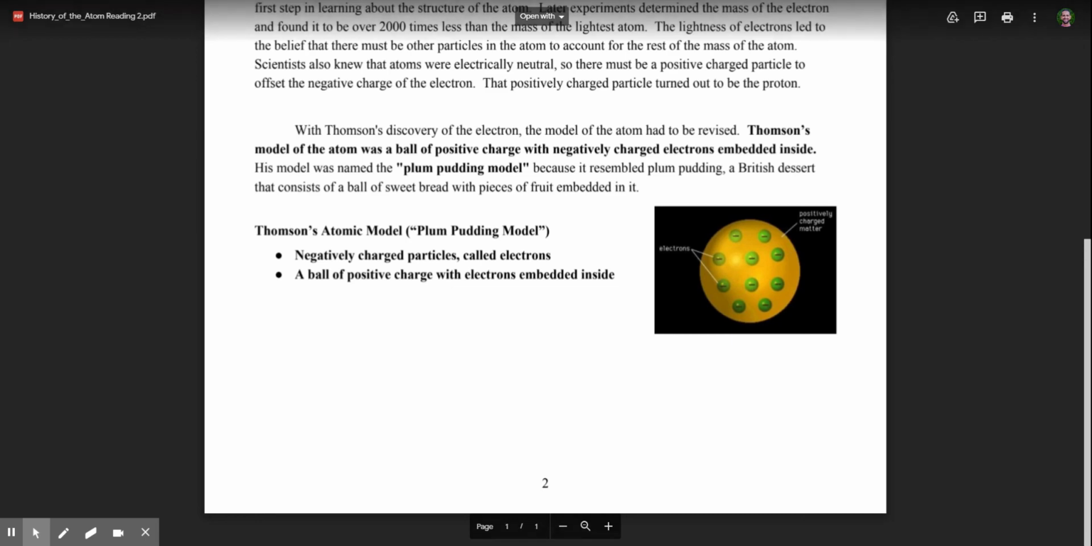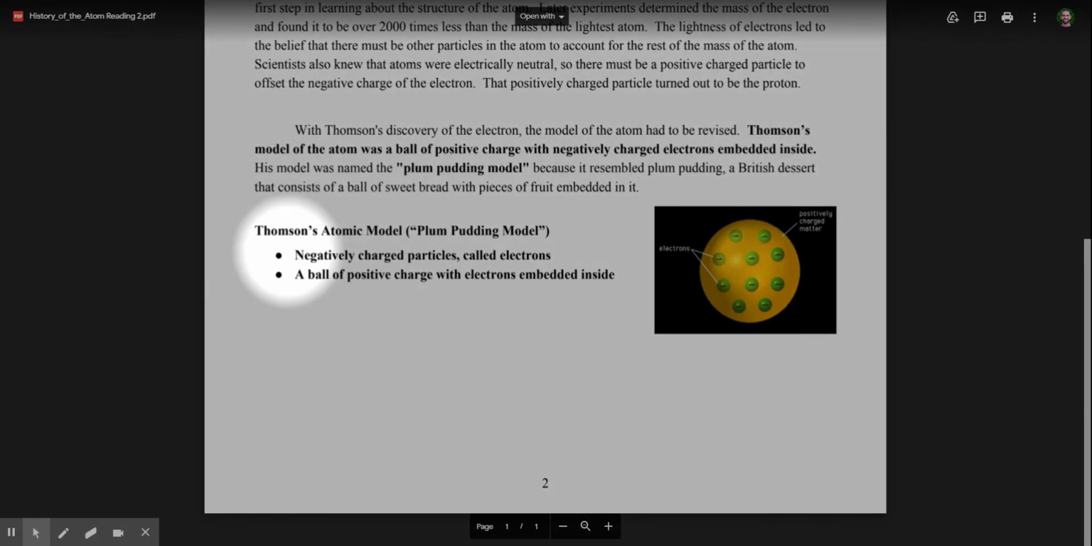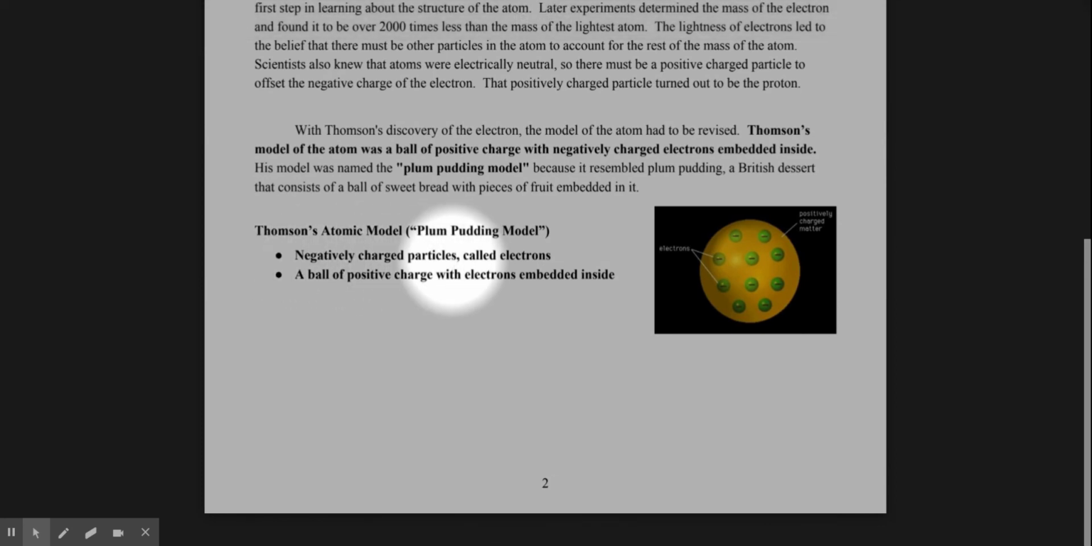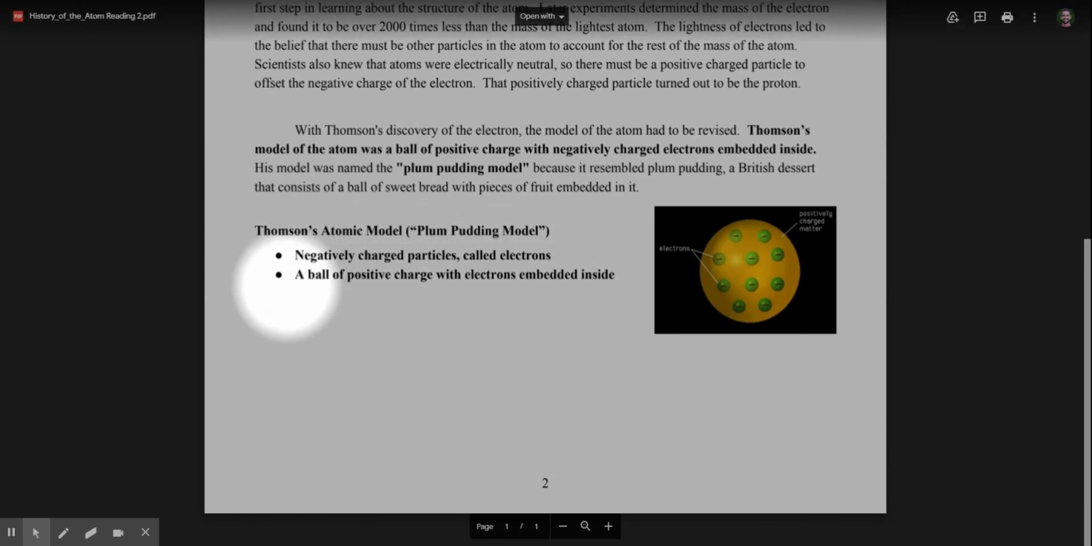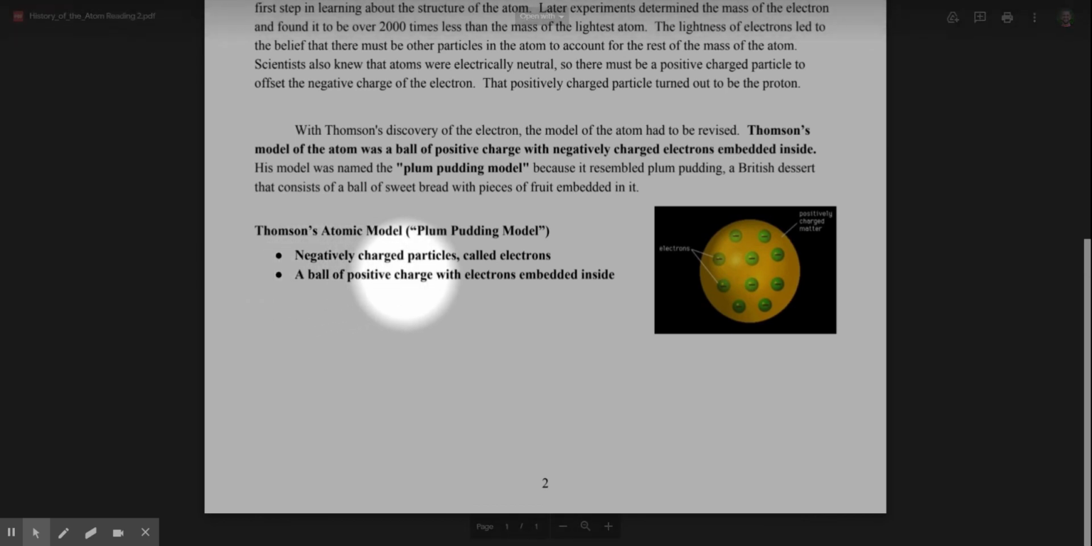Thomson's atomic model, the plum pudding model: negatively charged particles called electrons, and a ball of positive charge with electrons embedded inside.